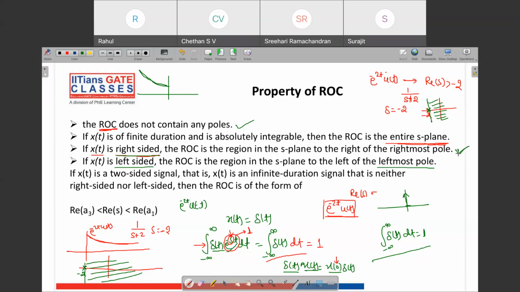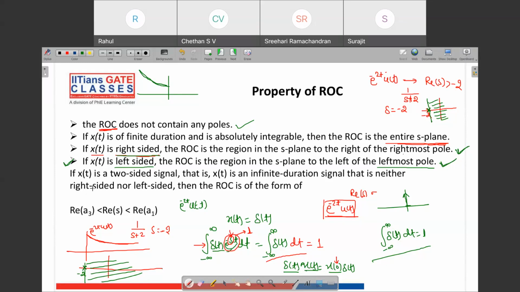It is the right side of the rightmost pole in the first case. For the second case, it will be the left side of the leftmost pole. For this case, we will see some examples also. Now the last case is what will happen if the signal is two-sided.